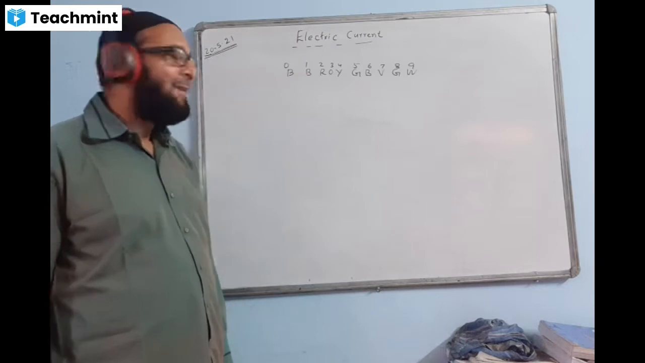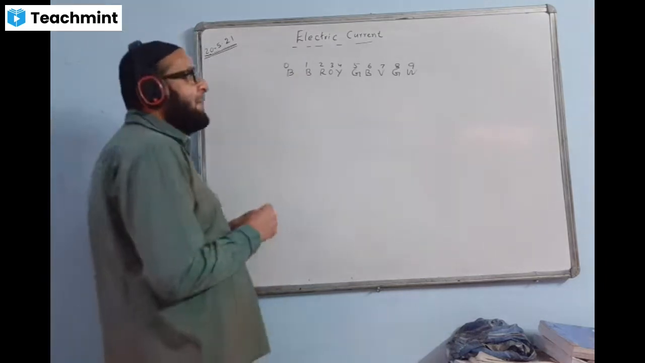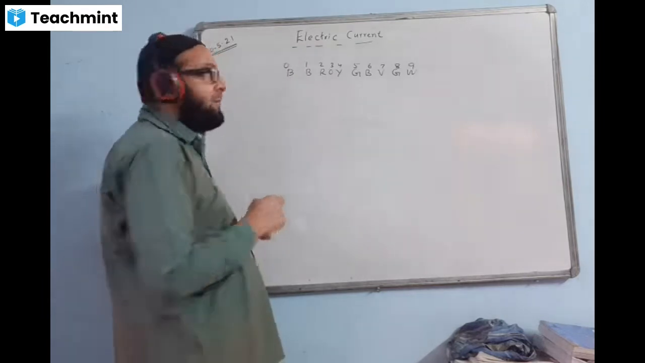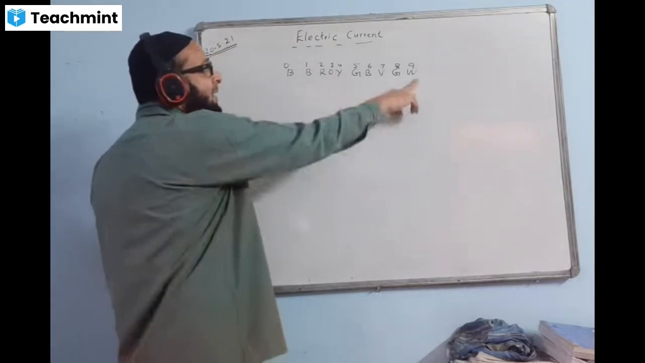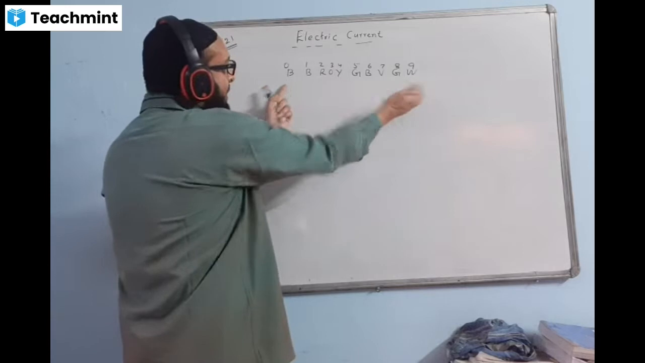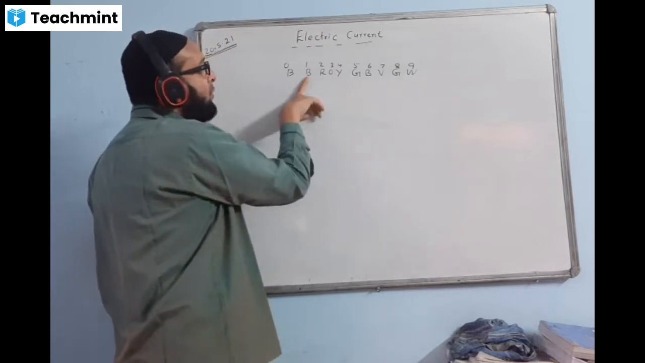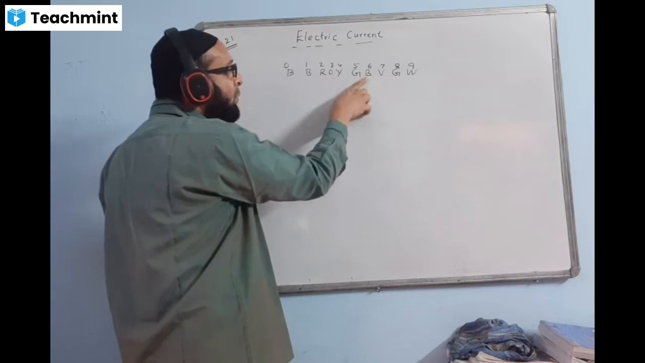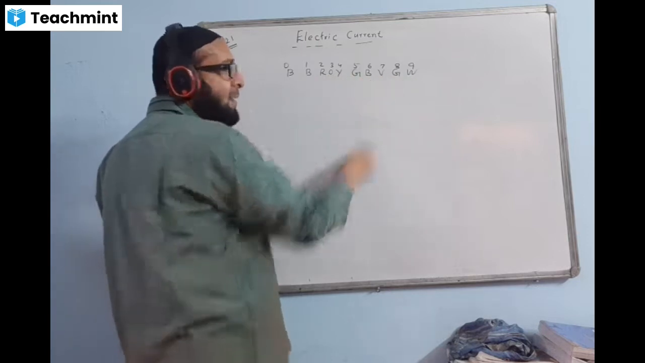Okay. Now they actually represent colors. This is blue. This is black. This is white. Black and white. This is brown, red, orange, yellow, green, blue, violet, gray, and white.